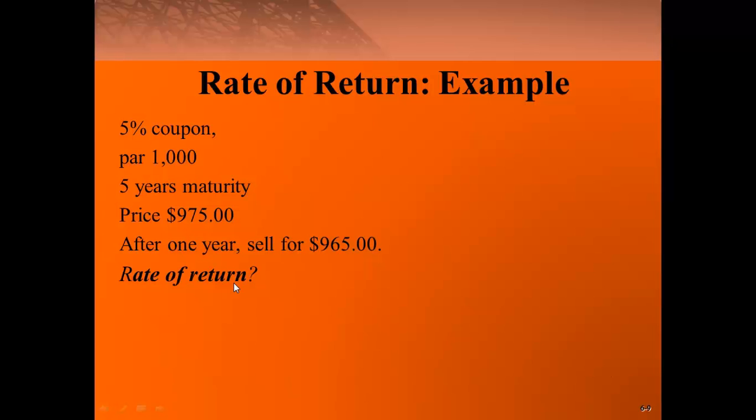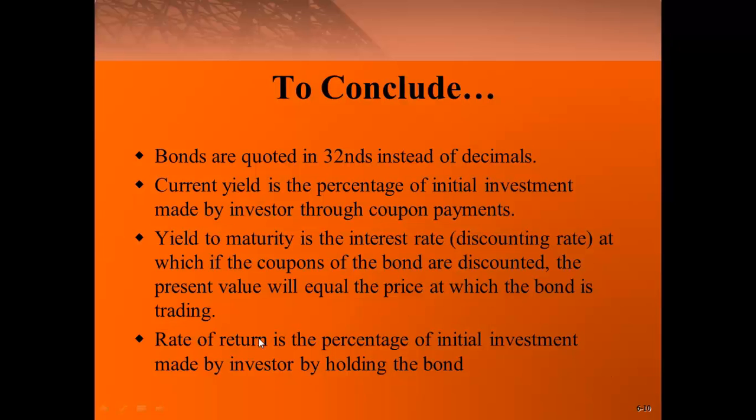What is my rate of return? Well, $50 is the coupon I got. $965 is the money I got by selling the bond, and $975 is what I paid by buying the bond. As a percent of my investment of $975, that is 4.1%. That is the rate of return on the bond.